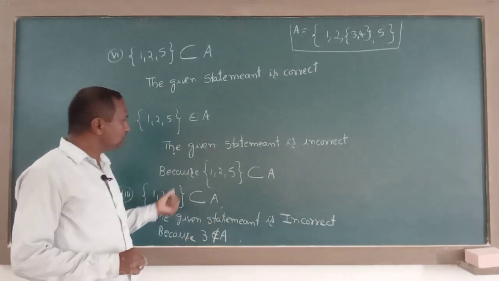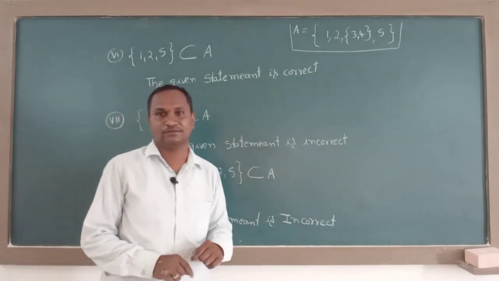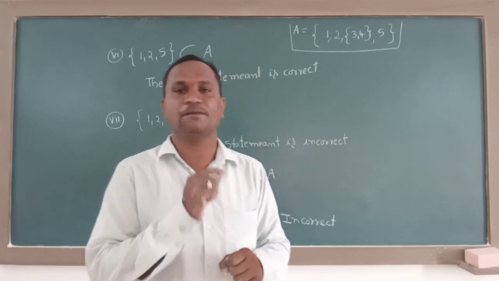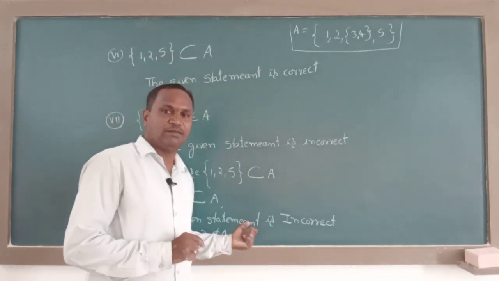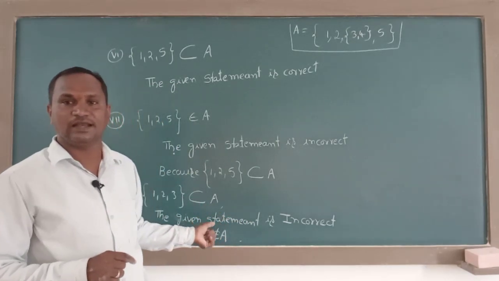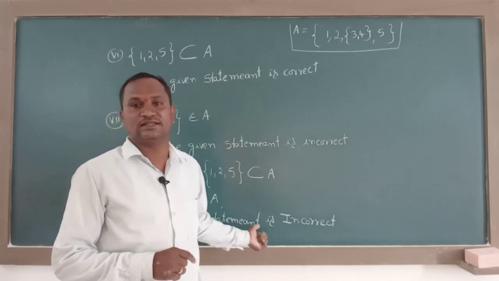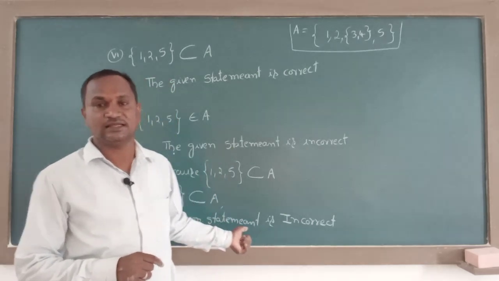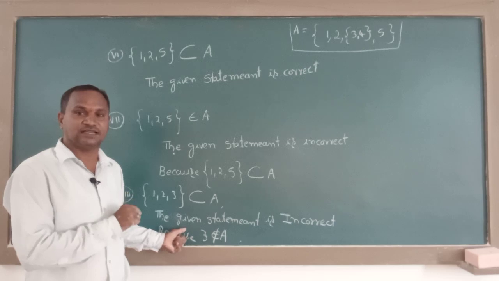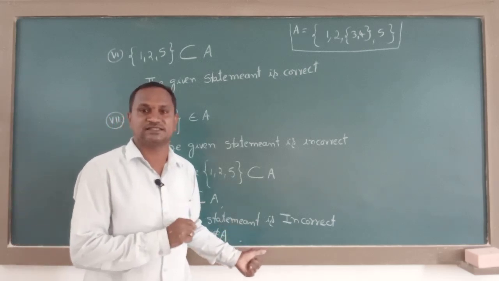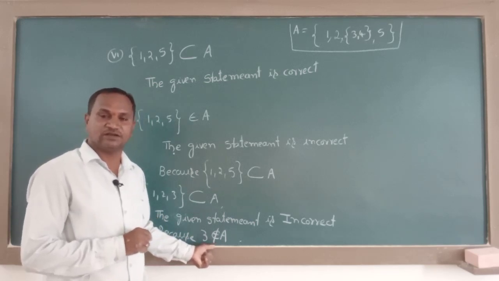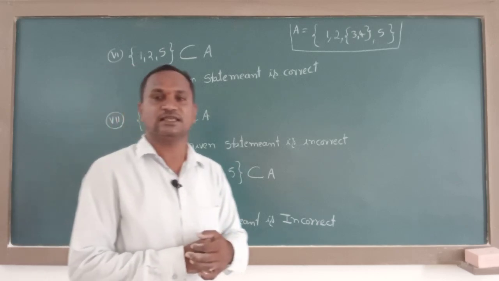1 is there, 2 is there, but 3 is not present. When 3, 4 is present, we should not consider independent 3 and independent 4. Every element of the first set must be an element of set A, then only we can tell it is a subset. But independently 3 is present in the first set, while independently 3 is not present in the second set. That's what I have written here: 3 does not belong to capital A. Because of that reason only, the given statement is incorrect.